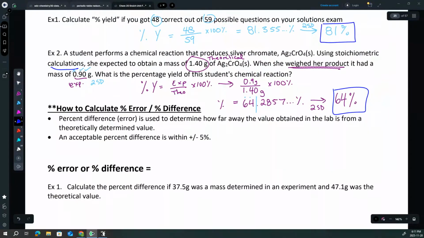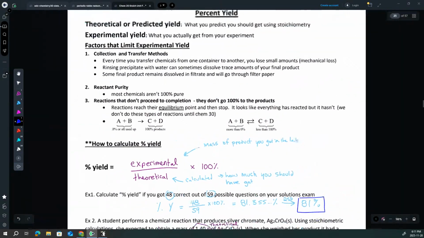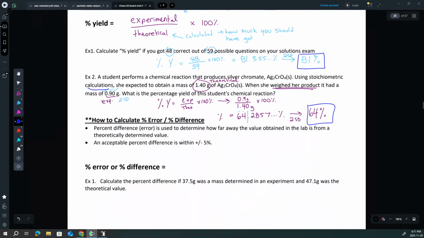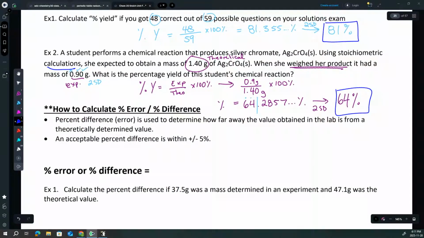Now, something a little bit different from percent yield. This is going to be percent error, or sometimes it's called percent difference. Percent error is used to determine how far away a value obtained in the lab is from a theoretically determined value. Percent yield is like, how much product did you get compared to how much you're supposed to get? And then percent error is just analyzing how far away your value is from the value you were supposed to get. Typically an acceptable percent difference or percent error is within 5%.